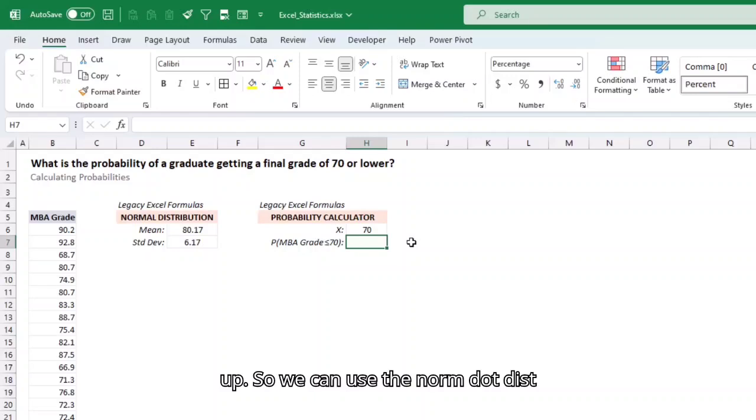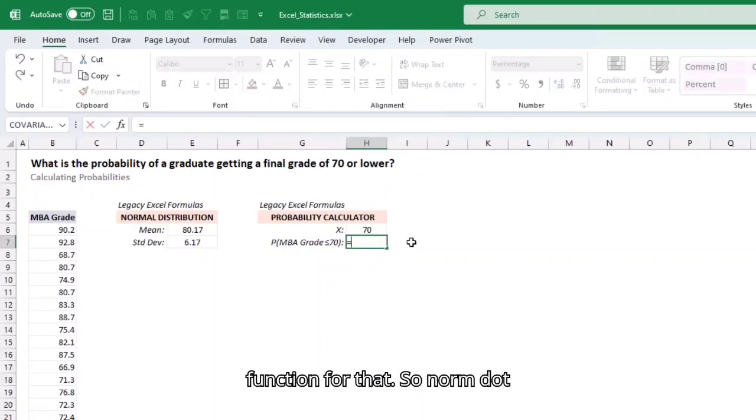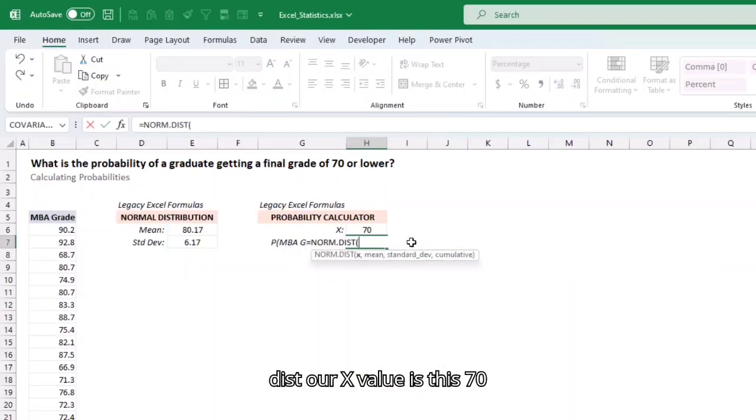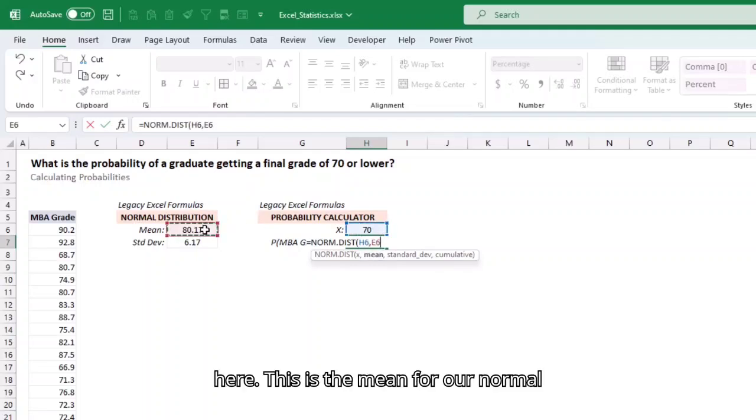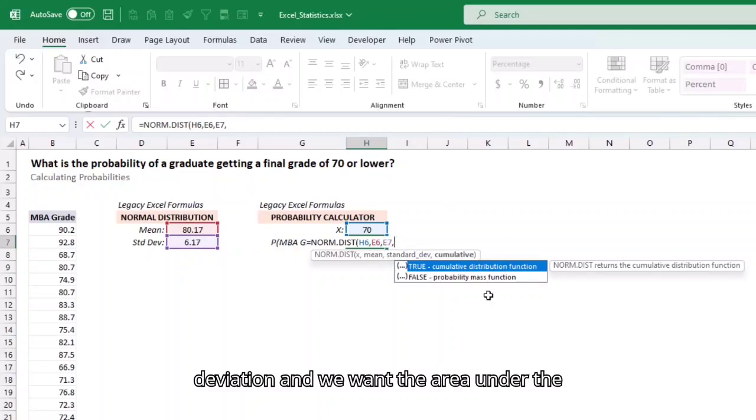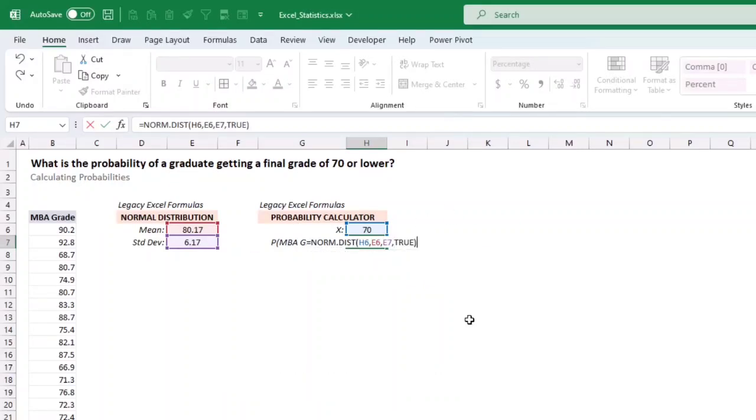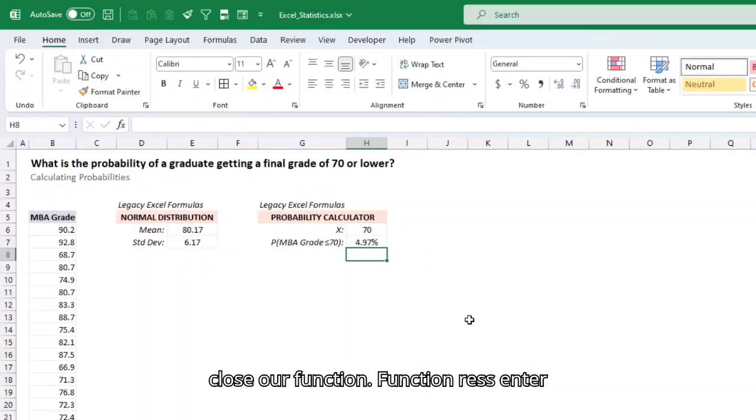So we can use the norm.dist function for that. So norm.dist, our x value is this 70 here. This is the mean for our normal distribution. This is the standard deviation. And we want the area under the curve, so we want to select true here. Close our function, press enter, and we get 4.97%. How easy was that? So now we know that close to 1 out of every 20 students is going to get grades of 70 or lower under our current program.